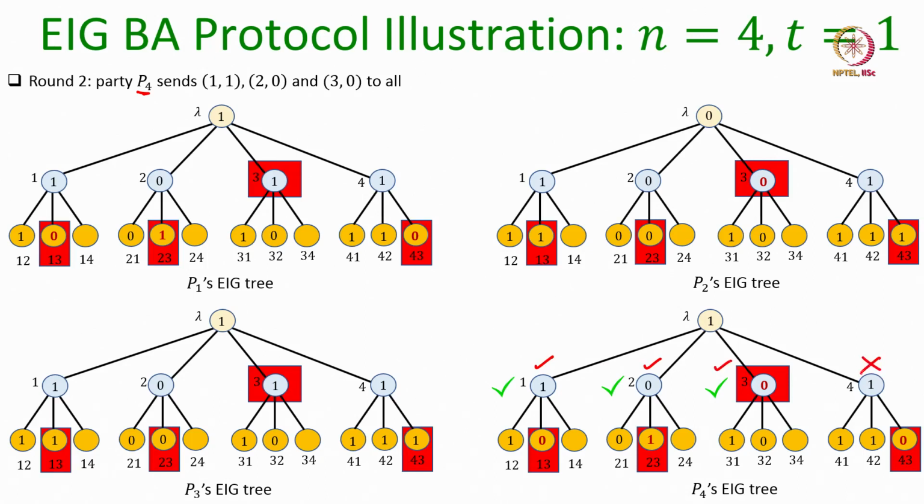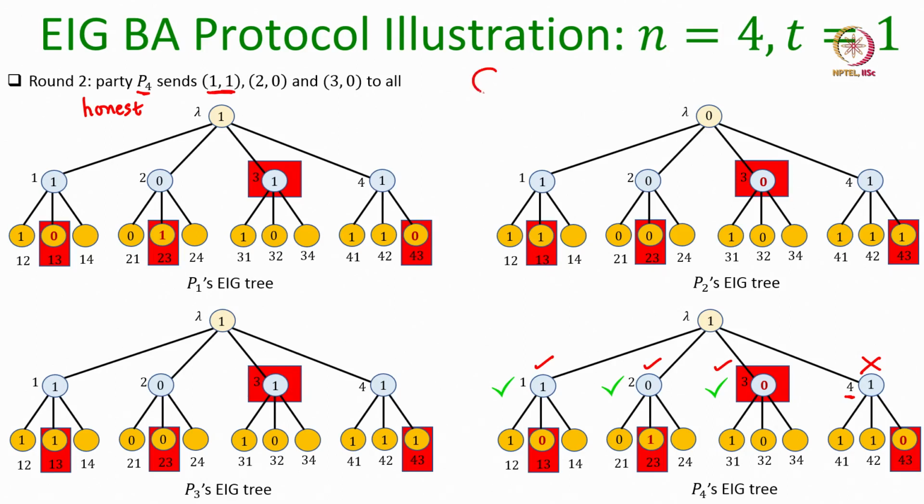It will not send the value of this node, because it has 4 included in the label, and since P4 is honest, it will send the value of the nodes identically to everyone. So, for instance, let us see how this message will be used.